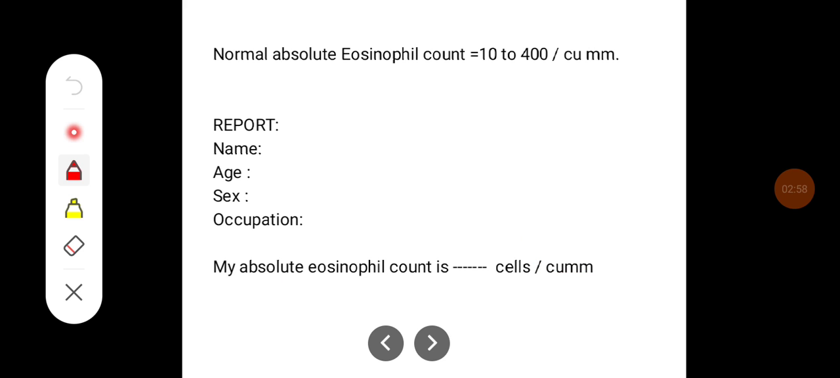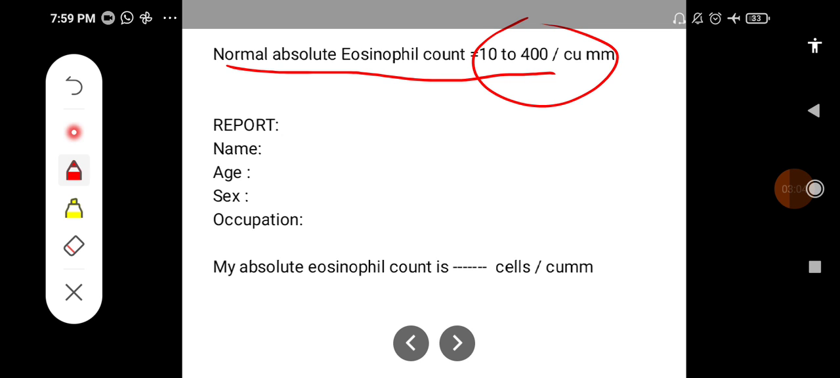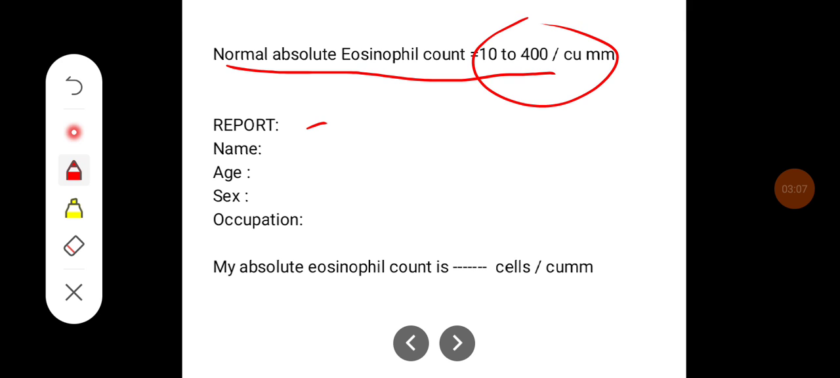So then the normal absolute count is 10 to 400 per cubic millimeter of blood. Then it has to be reported like: my absolute eosinophil count is so many cells per cubic millimeter of blood.